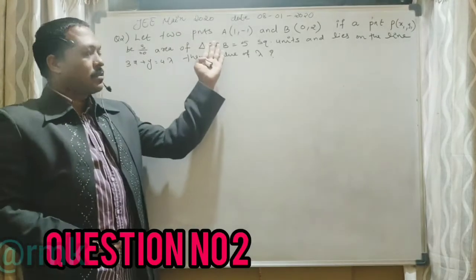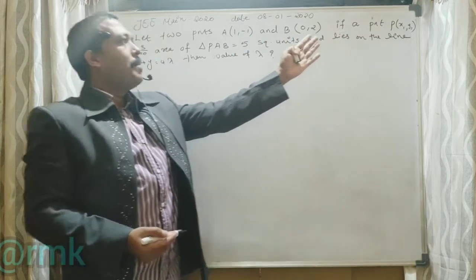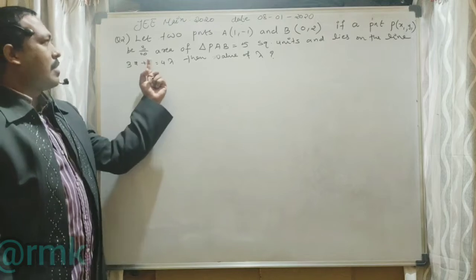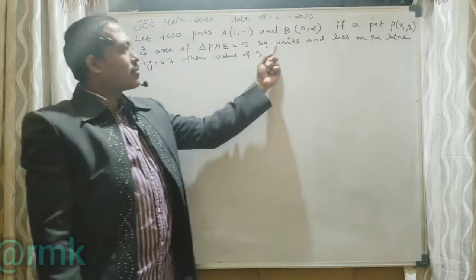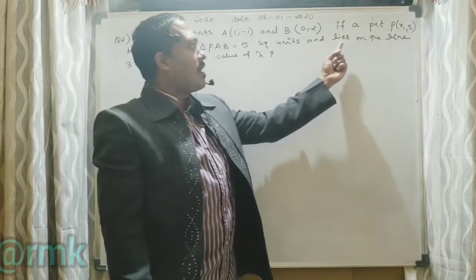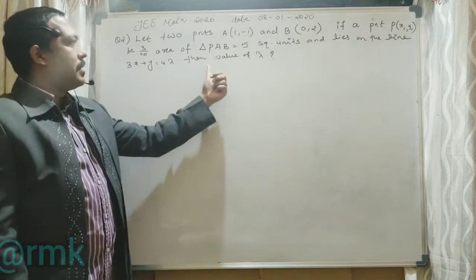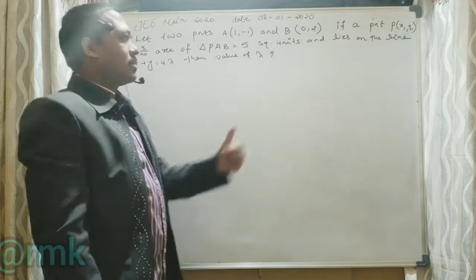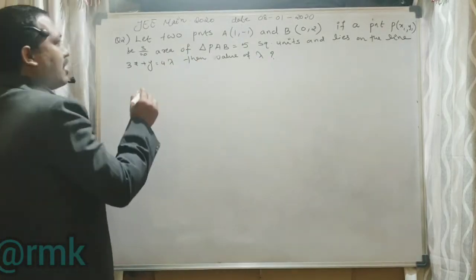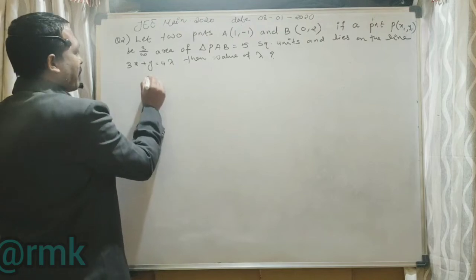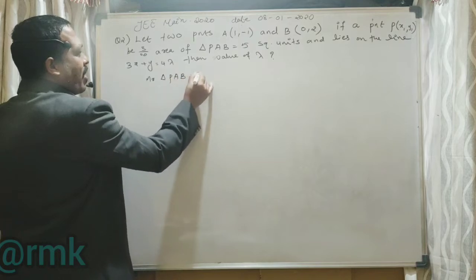Question number 2. Let there be two points A(1, -1) and B(0, 2). If a point P(x1, y1) is such that the area of triangle PAB is 5 square units and it lies on the line 3x plus y is equal to 4 lambda, then the value of lambda is. So from this question we discussed the area of a triangle. Area of triangle PAB is equal to 5 square units.